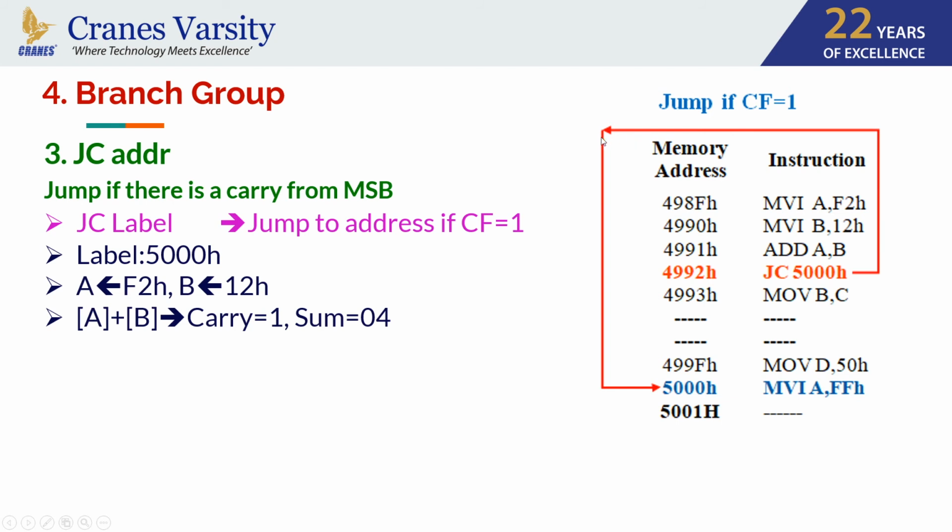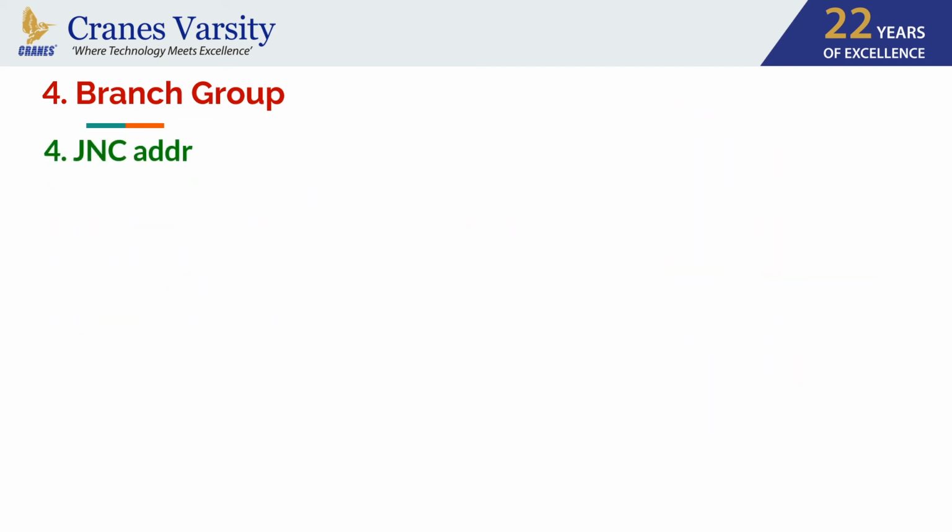When the carry is generated, then we can use the JC instruction. JC stands for jump on carry. When I give JC 5000 and the carry flag is set, then the control is going to move to the instruction address specified in the instruction. Here it is 5000H. Similarly, we have JNC, which stands for jump if carry flag is not set. JNC stands for jump to the address if the carry flag is not set.